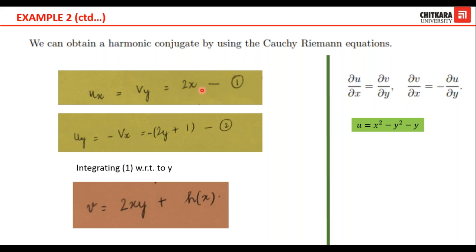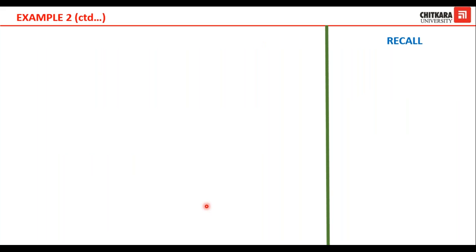So right now I have just integrated the first equation with respect to y, and the variable x was kept constant. So I'm getting a constant in terms of a function, a function h of x. So this is my value of v, but it is containing h(x). So I have to calculate what is this h(x). So how to calculate this h(x)? Now this is my next job, right? So let's see how to calculate h(x).